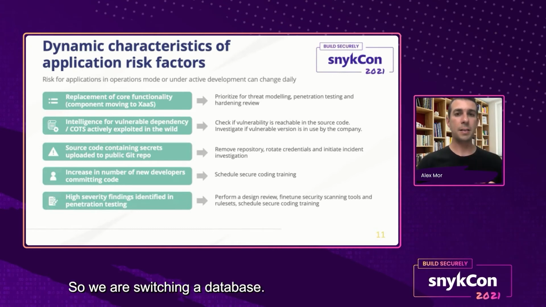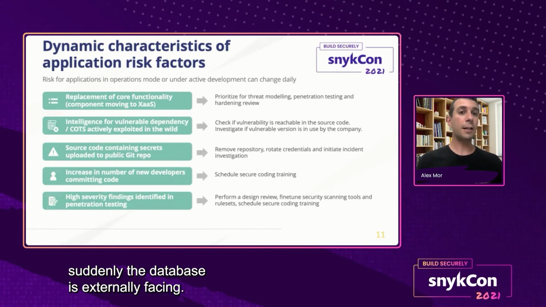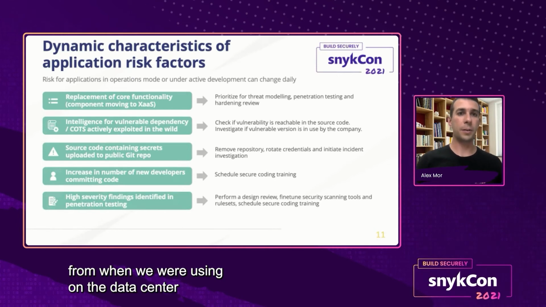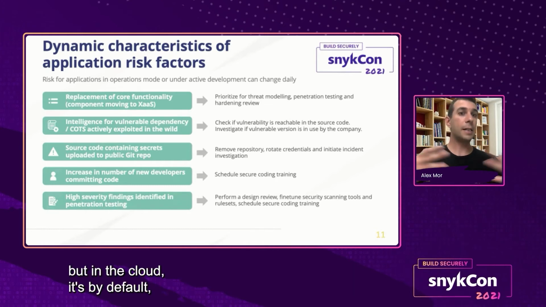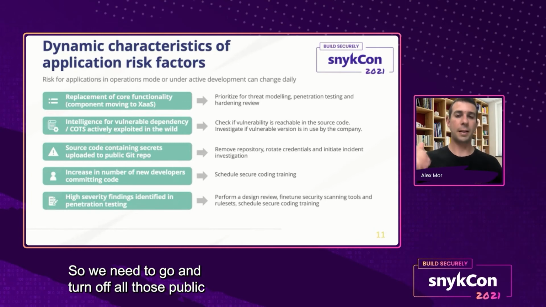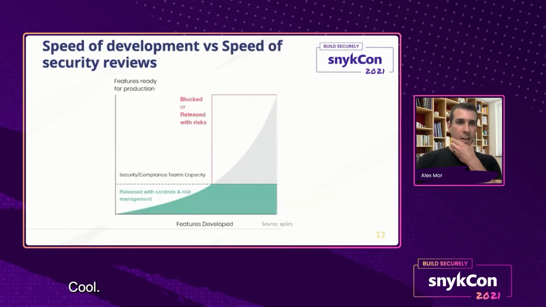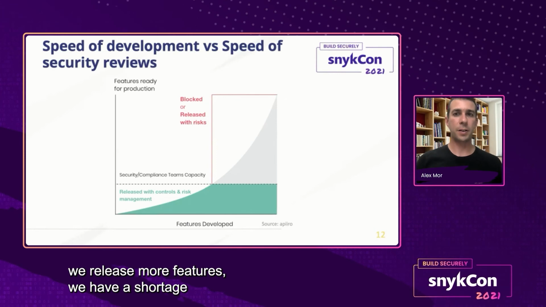So we're switching a database and by using a platform database, suddenly the database is externally facing, right? Something that we would not be used to from when we were using the data center, where everything was internal. We had our application DMZ, but in the cloud, by default, everything is more open. So we need to turn off all those public-facing features.